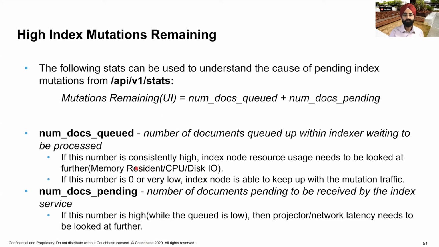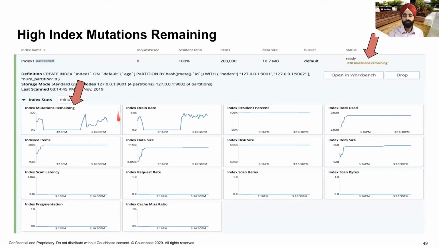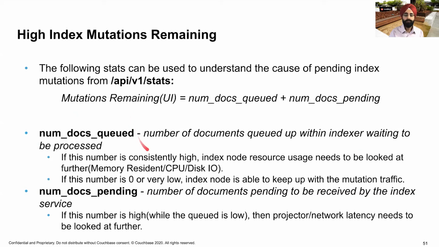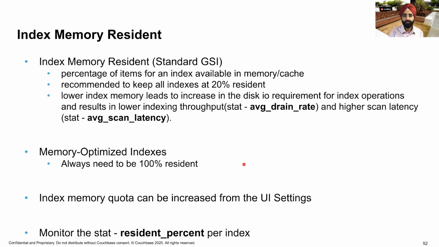Now, let's look at the first case in a little bit more detail, the numdocs queued. So we see that 100K documents are queued up, and the drain rate is low, or the drain rate is 0. The mutations remaining are not going down. And now, if those are queued up at indexer, then the first thing we need to check is the index node resource usage in terms of its memory resident, CPU, disk IO, and then identify where the bottleneck is.